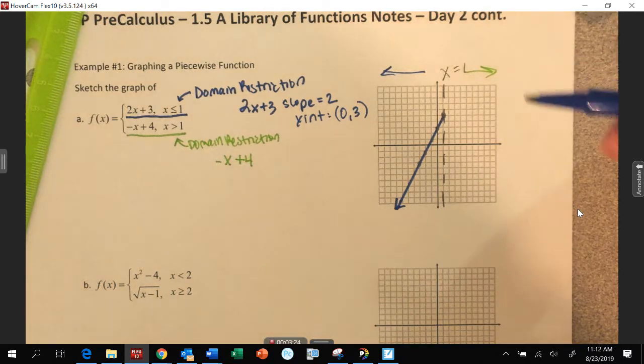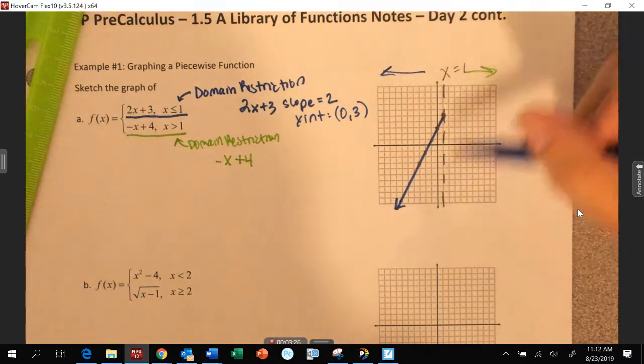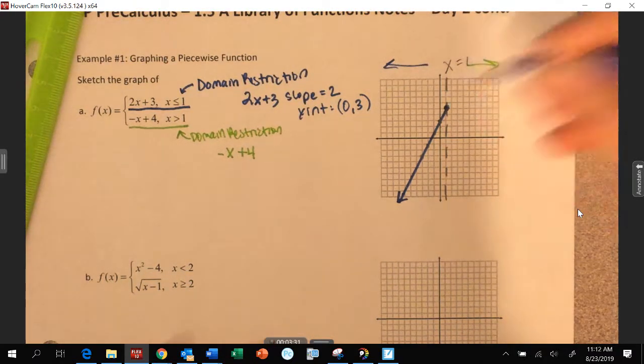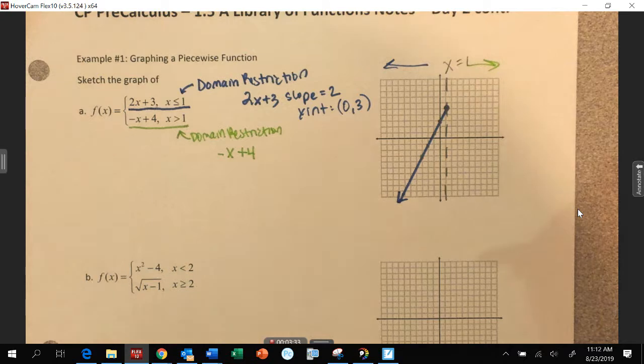To show that that is the end of the line, that right on x equals 1 is the end of the line, I'm going to put a dot. So now everybody can see that is the end of my line. That's where my line stops. Just like you did in geometry, endpoint.